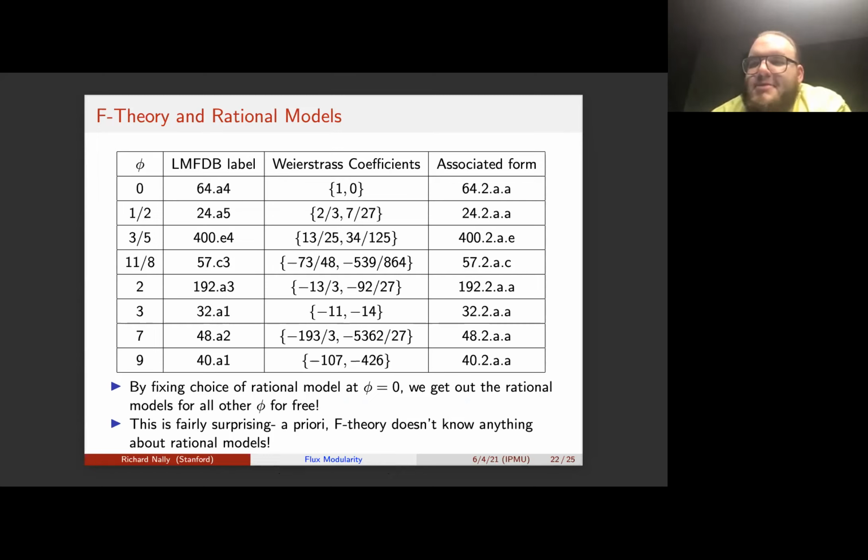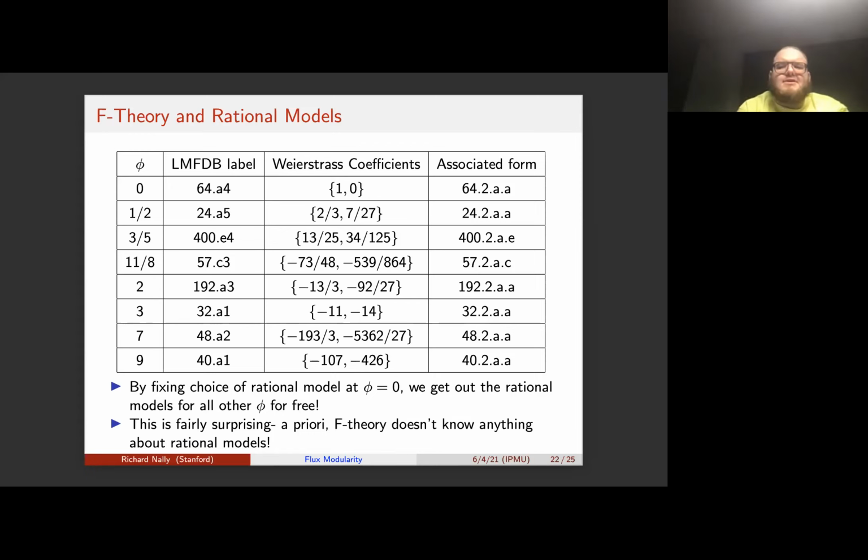We've checked some number of low single-digit millions of examples, and it gives you the right modular form for each of these examples. So by putting in by hand one choice of rational model at phi equals 0, we get out the rational models for all other rational phi for free from this F-theory construction. So that's pretty neat. We've put in one point of data and gotten out an infinite number of other points of data. And I was fairly surprised when we saw this.